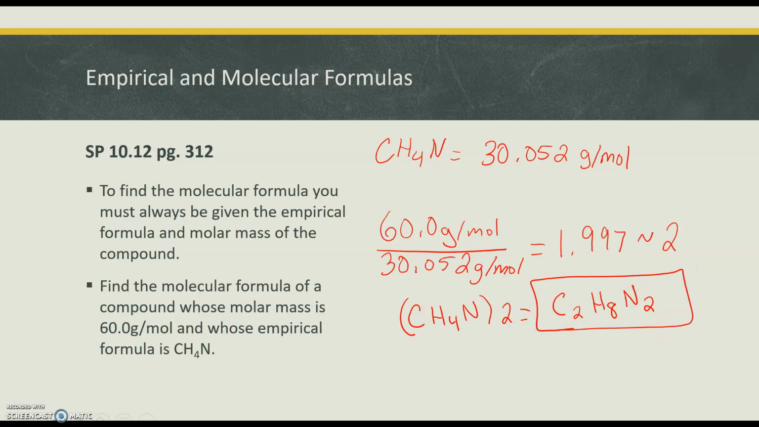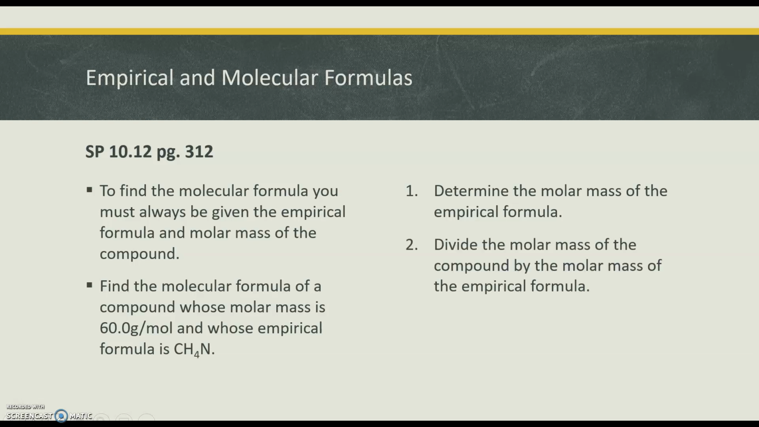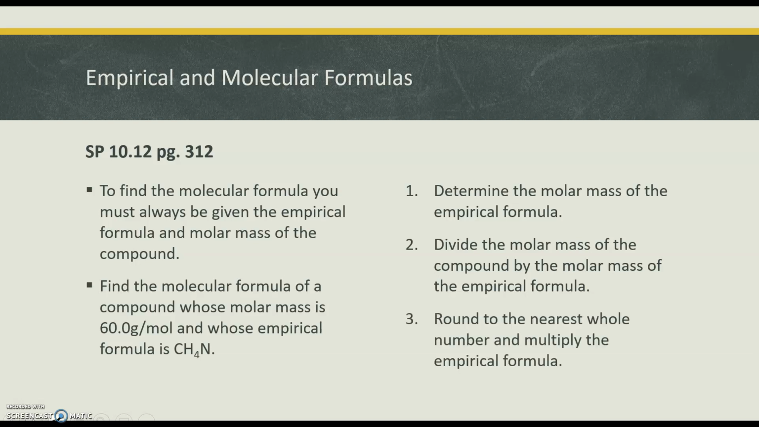Let's review those steps. First, we determined the molar mass of our empirical formula. Then we divided the molar mass of the compound by the molar mass of the empirical formula to get a whole number. This was rounded to the nearest whole number and then multiplied by our empirical formula.